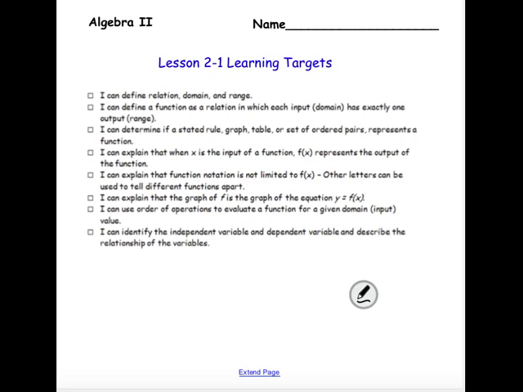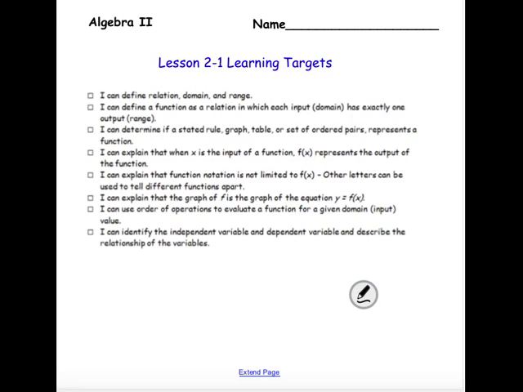You can define relation, domain, and range. You can define a function as a relation in which each input, your domain, has exactly one output, your range. You can determine if a stated rule, graph, table, or set of ordered pairs represents a function.